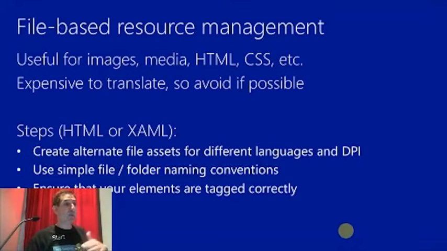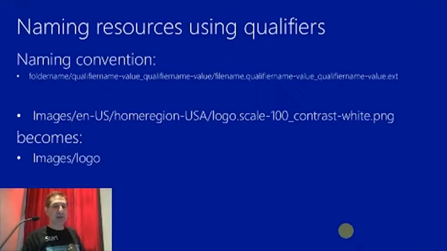There is a file folder naming convention to doing that. The naming convention is at the top of the screen there. Folder name, qualifier name, value name, all of that stuff. There's lots of different things that you can localize. So for instance, I may in my project have a file which is my logo.